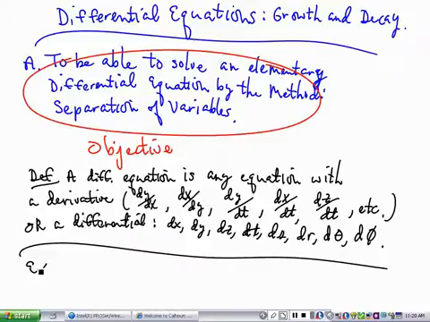For example, you could have something like 5y prime minus 6x is equal to 0. This particular equation has a derivative, so it must be a DE, a differential equation.